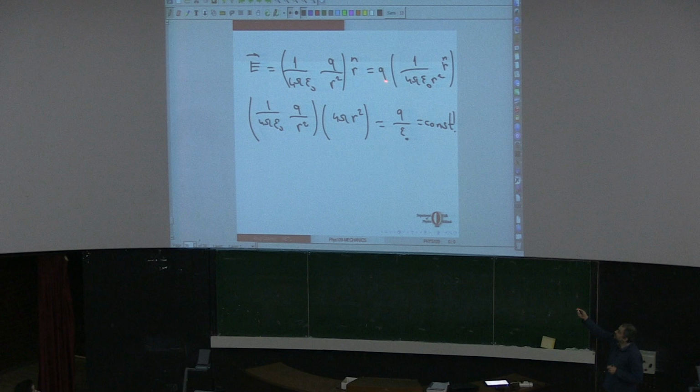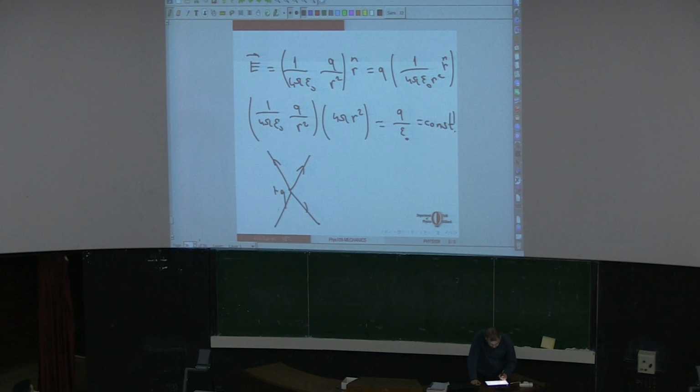So for a positive charge, the electric field created by a positive charge is pointing radially outward. If I put some positive charge over here, the electric field and hence the electric field lines will be like this. If I have a negative charge, the electric field lines will be radially inward.